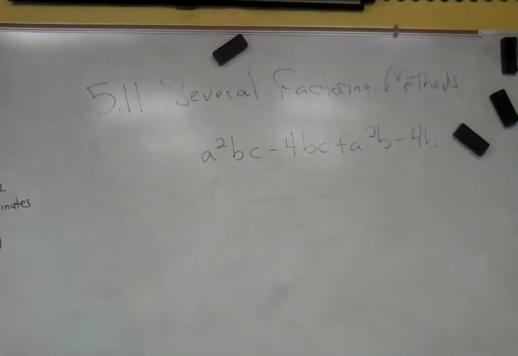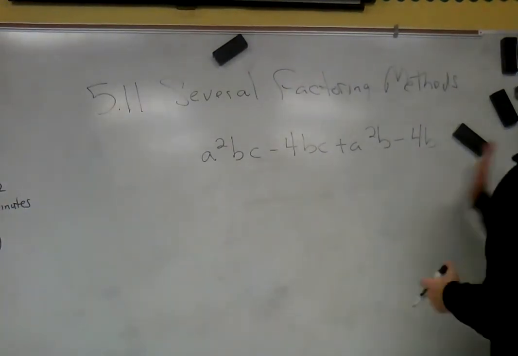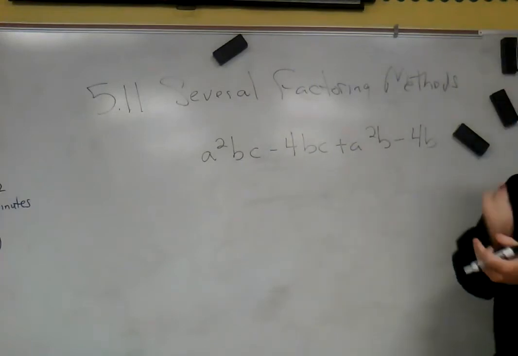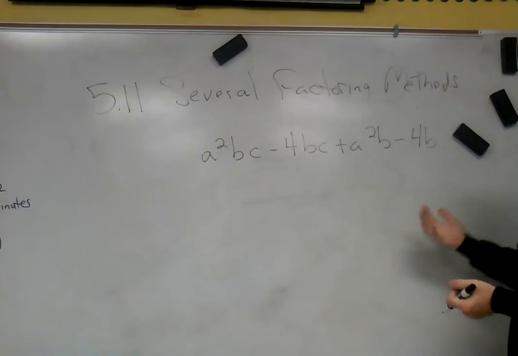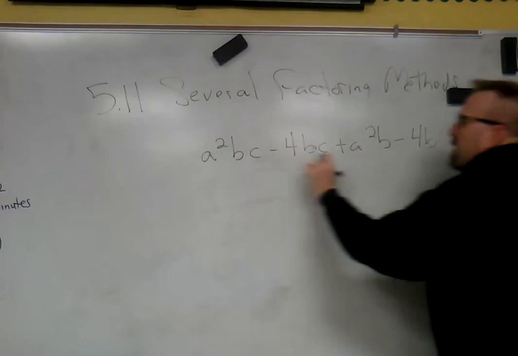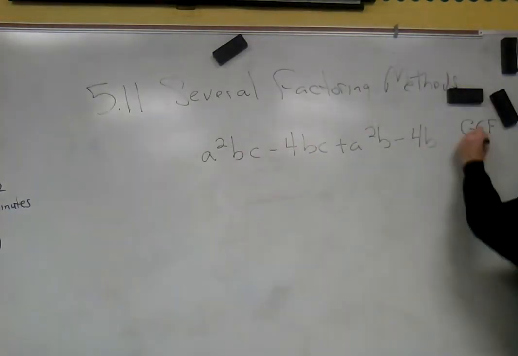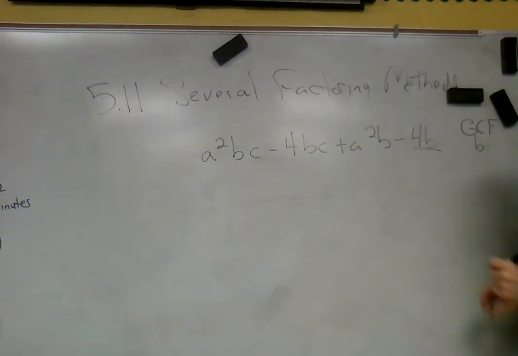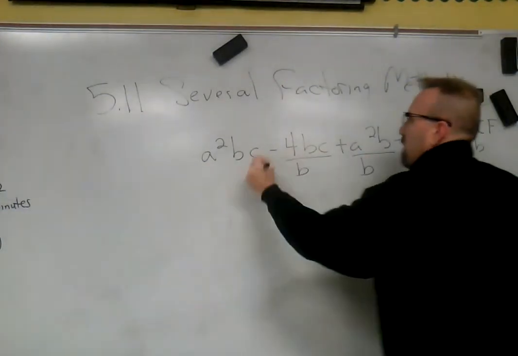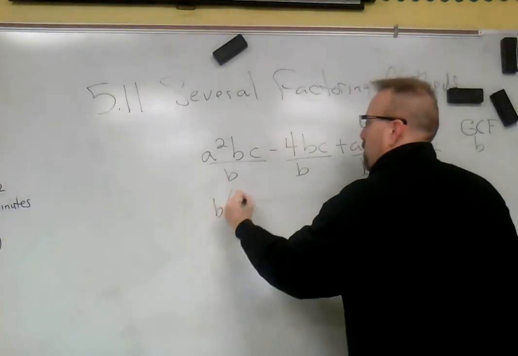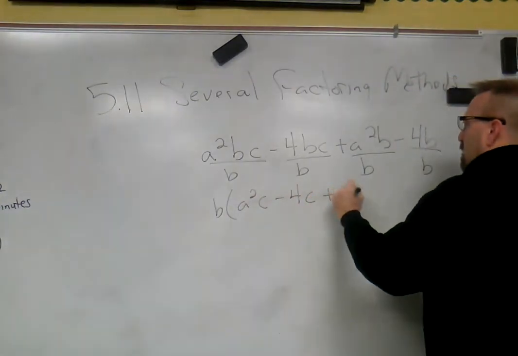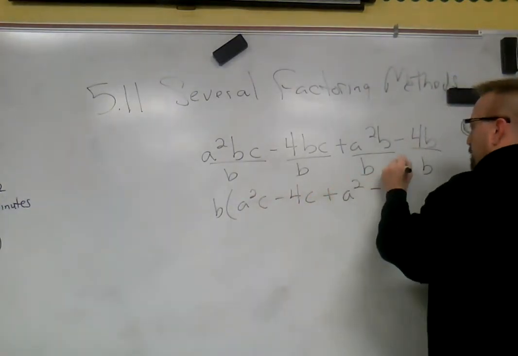So again, we have 4 terms, but we want to look at, is there anything common on all these problems today? See if you can find anything common. Sometimes you might not, but that is a great place to start. Is there a GCF? Anything common in each of these? B. It's as simple as B, but sometimes that will make it so much easier to work. So we have B right now with A squared C minus 4C, A squared minus 4.